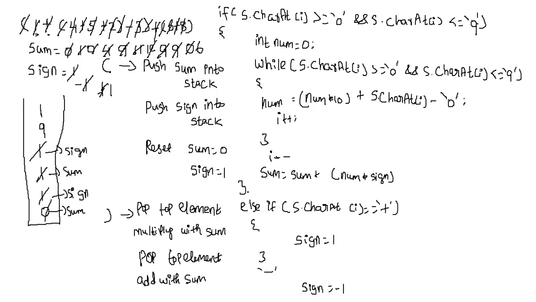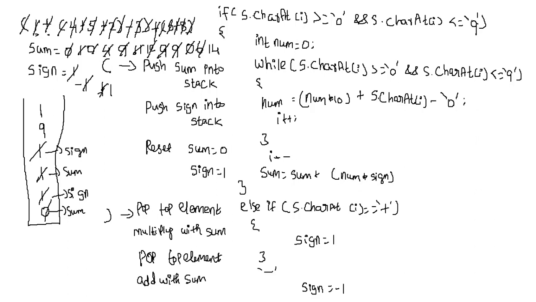So 8 is a character, convert into integer. Then num value will be 8. So num into sign value +1, 8 into 1 is 8. 8 plus sum value, 6 plus 8 is 14. Now sum value becomes 14.